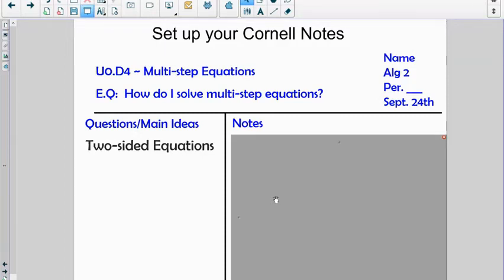Today we're going to talk about two-sided equations and multi-step equations and how to solve them. Please pause the video to take time to set up your own Cornell notes and resume when you're ready.